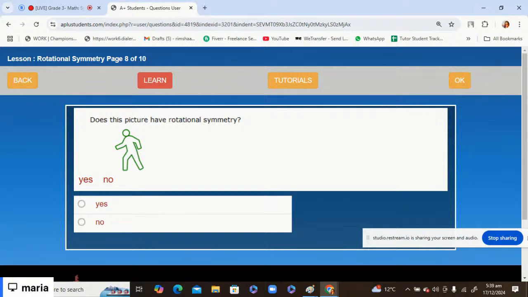So does this picture have a rotational symmetry? Check it out, everyone. Is it yes or no? Okay, most of you are saying no. Everyone tell me in the chat. All right, good. It's no.